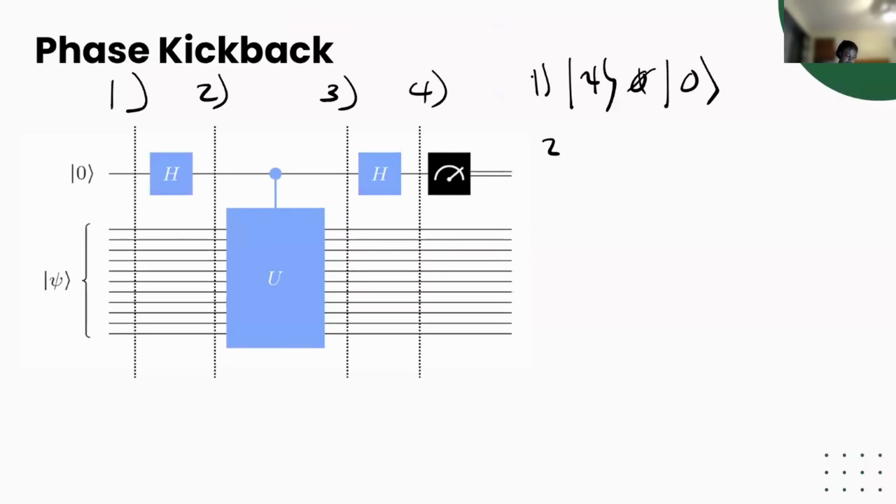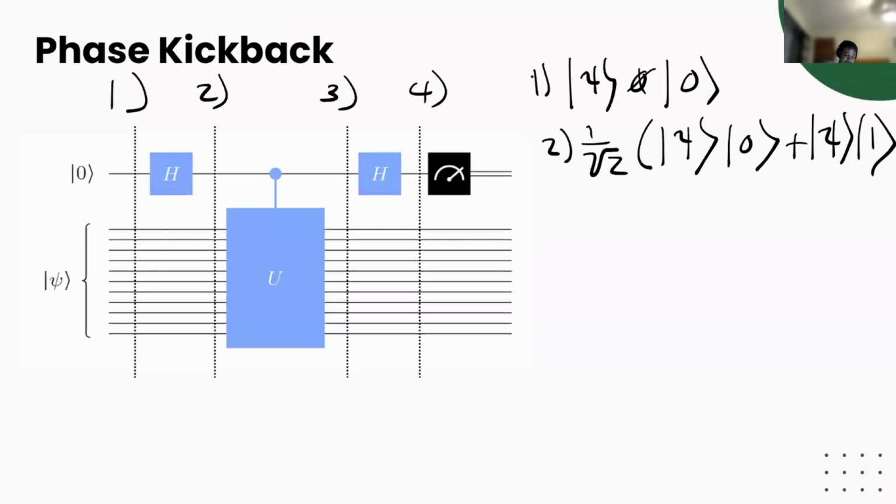Now we're going to apply the Hadamard to our first qubit. I'm going to condense this notation just a little bit. Let me write this differently, so I'll factor this out. So 1 over the square root of 2, parentheses, psi, plus, this Hadamard, so it's going to be psi 1. And then we finish the parentheses there.